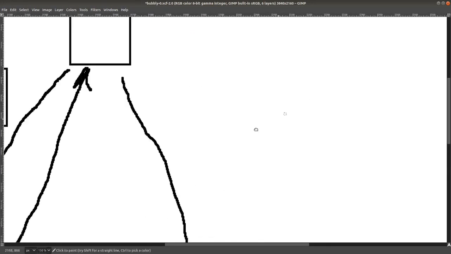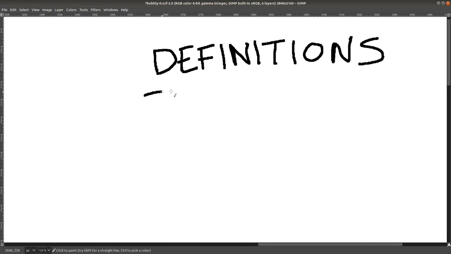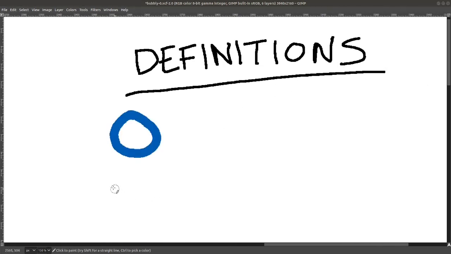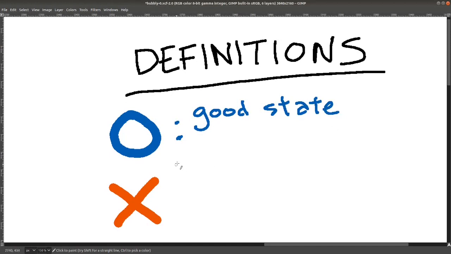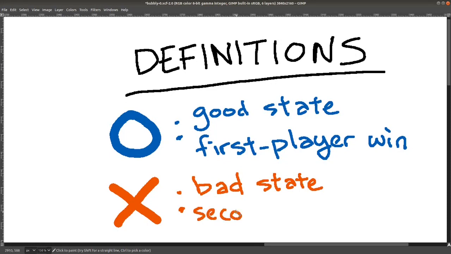Okay, so for this, I'm going to define a couple of symbols: a blue circle and a red X. The blue circle is what I'm going to call a good state. This is also known as a first player win. And the red X is going to denote a bad state. This is a first player loss, or a second player win.